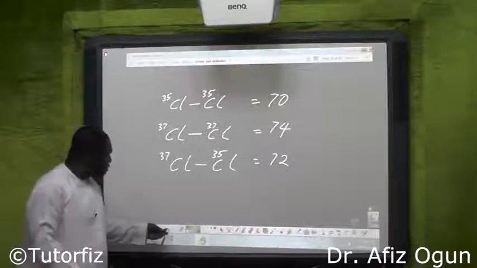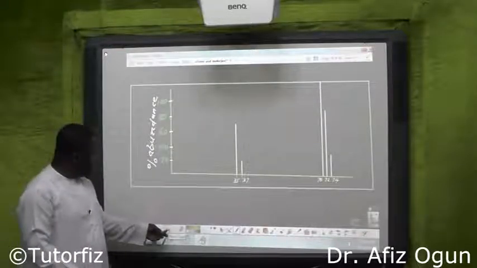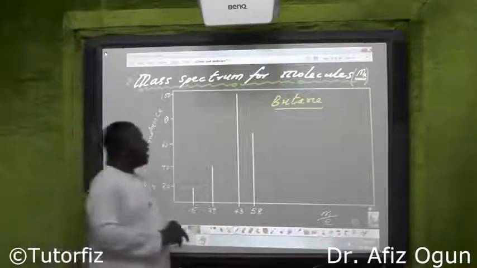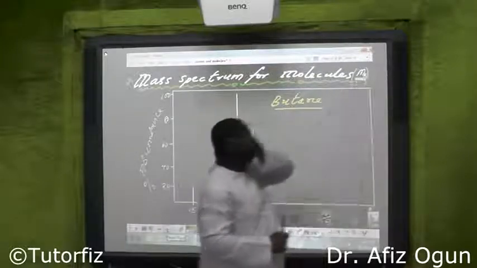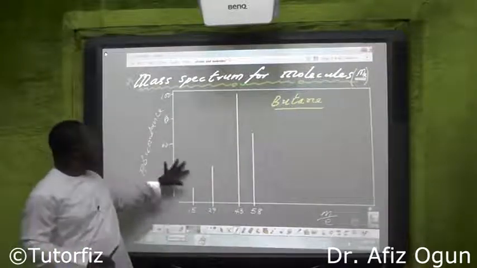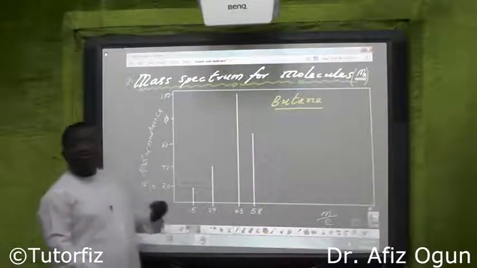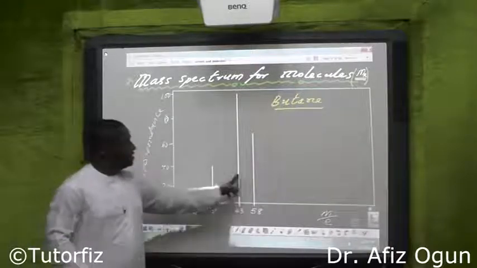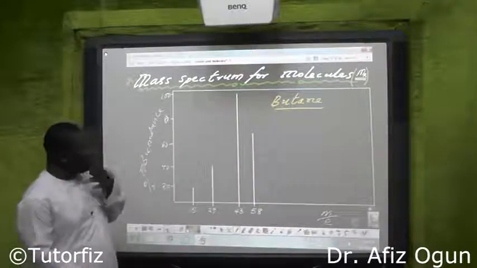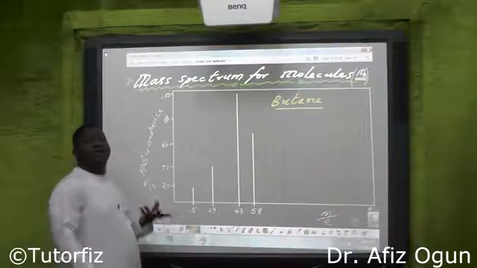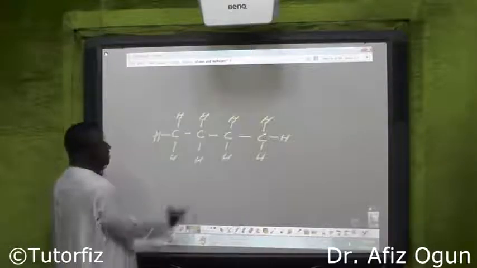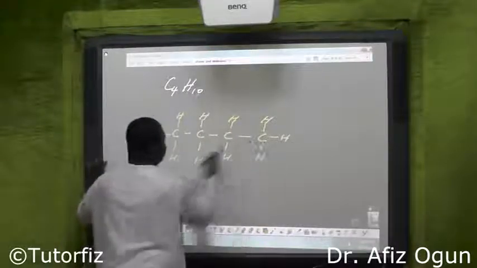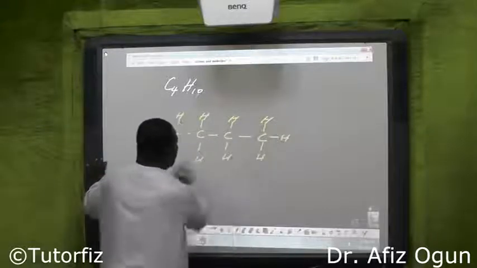Now let's look at the relative molecular mass spectrum for molecules. They will ask you what molecule this is, and you may be given the molecule and they will ask you what these peaks represent. This is commoner. For butane, I have it. Butane, you already understand what butane means in your IGCSE. Butane is C4H10: C 1, 2, 3, 4, H 1, 2, 3, 4, 5, 6, 7, 8, 9, 10.